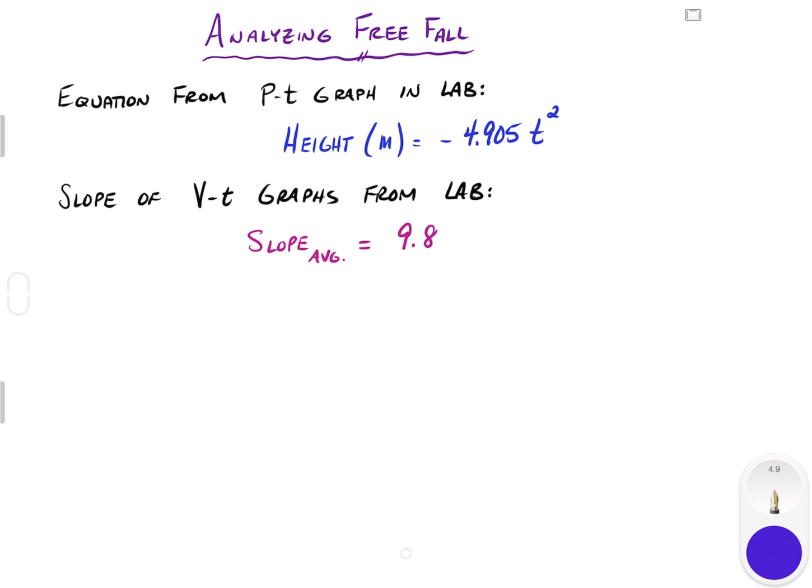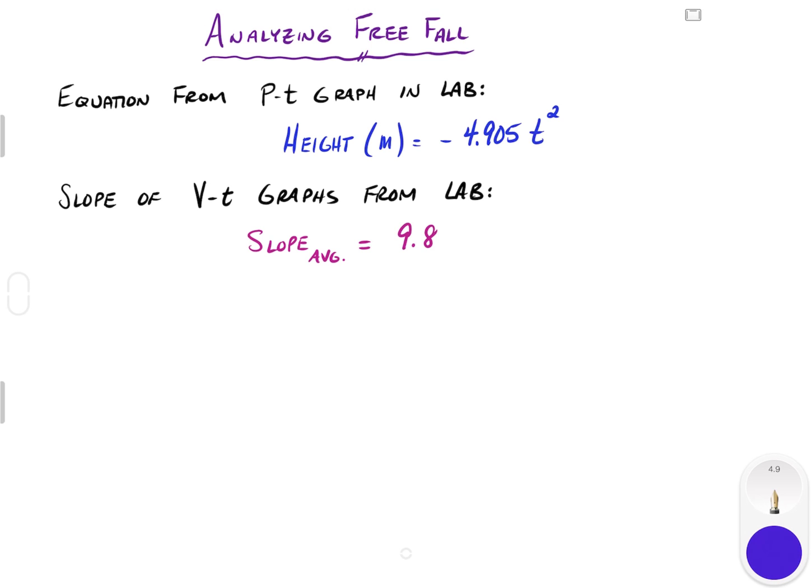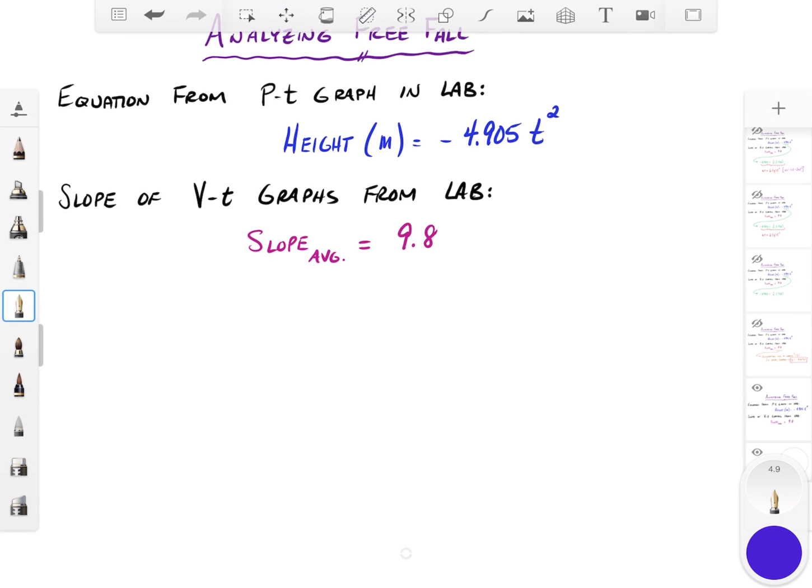From the position time graph and the velocity time graphs that you generated in the lab, you very likely produced an equation that looks somewhat like this for the position time graph. And we know as a class we got an average slope for those velocity time graphs of somewhere around 9.8. So I just want to make sure we touch base with that because that is something that every group likely found, and I want to make a connection between those.